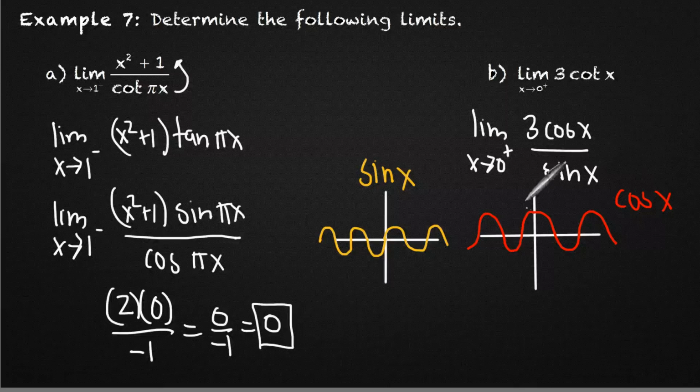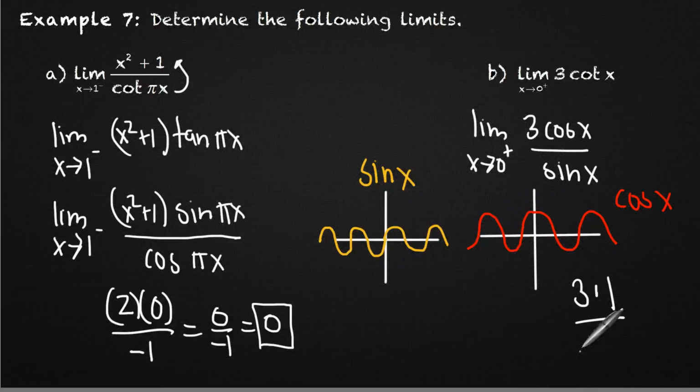So why don't we analyze as x gets closer to 0 from the positive side on the cosine graph. From the positive side closer to 0, the y value is approaching 1. So on the top we have an answer of 3 times 1. And on the bottom, x approaches 0 from the positive side of the sine of x. So now we're coming from this direction, and we're approaching x equals 0, and we see the y value is approaching 0, but it's going to be slightly positive.